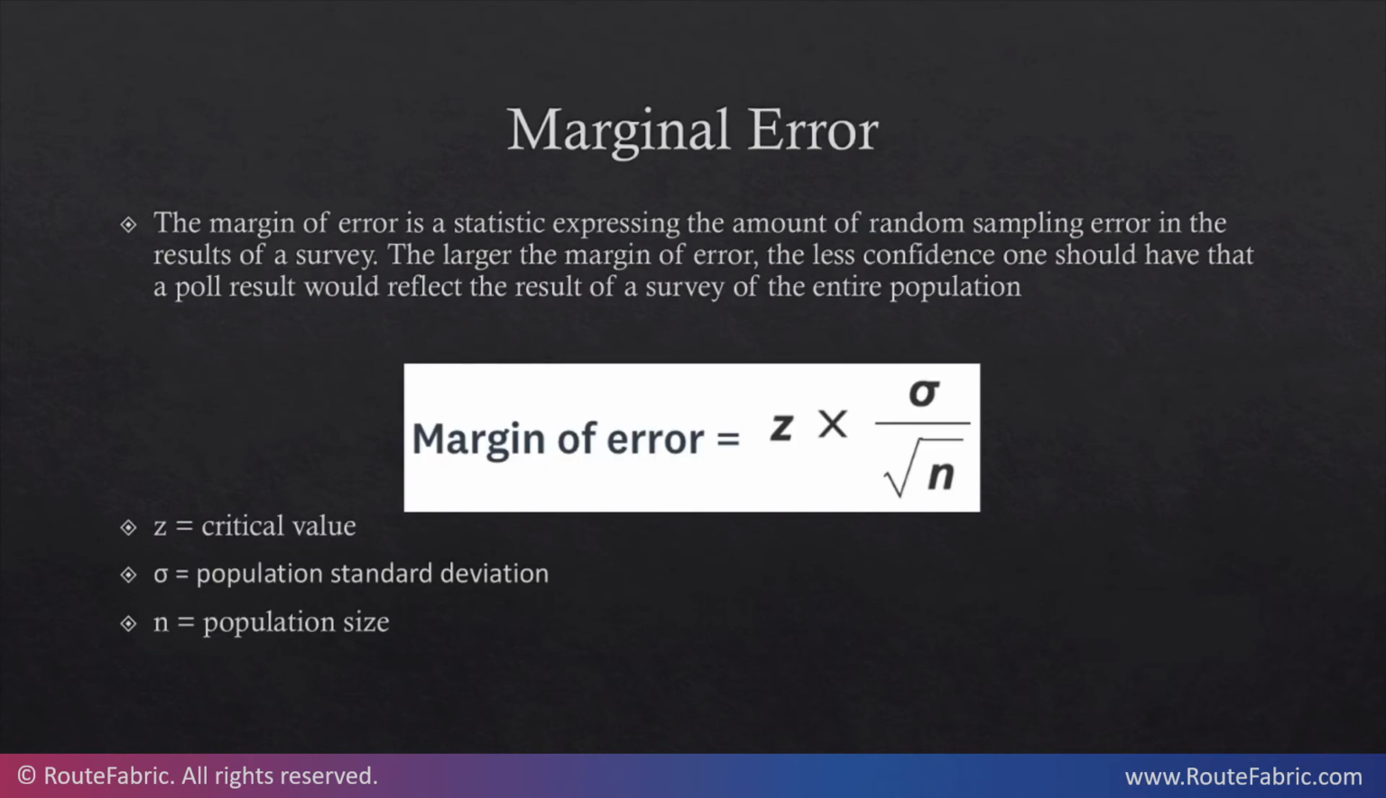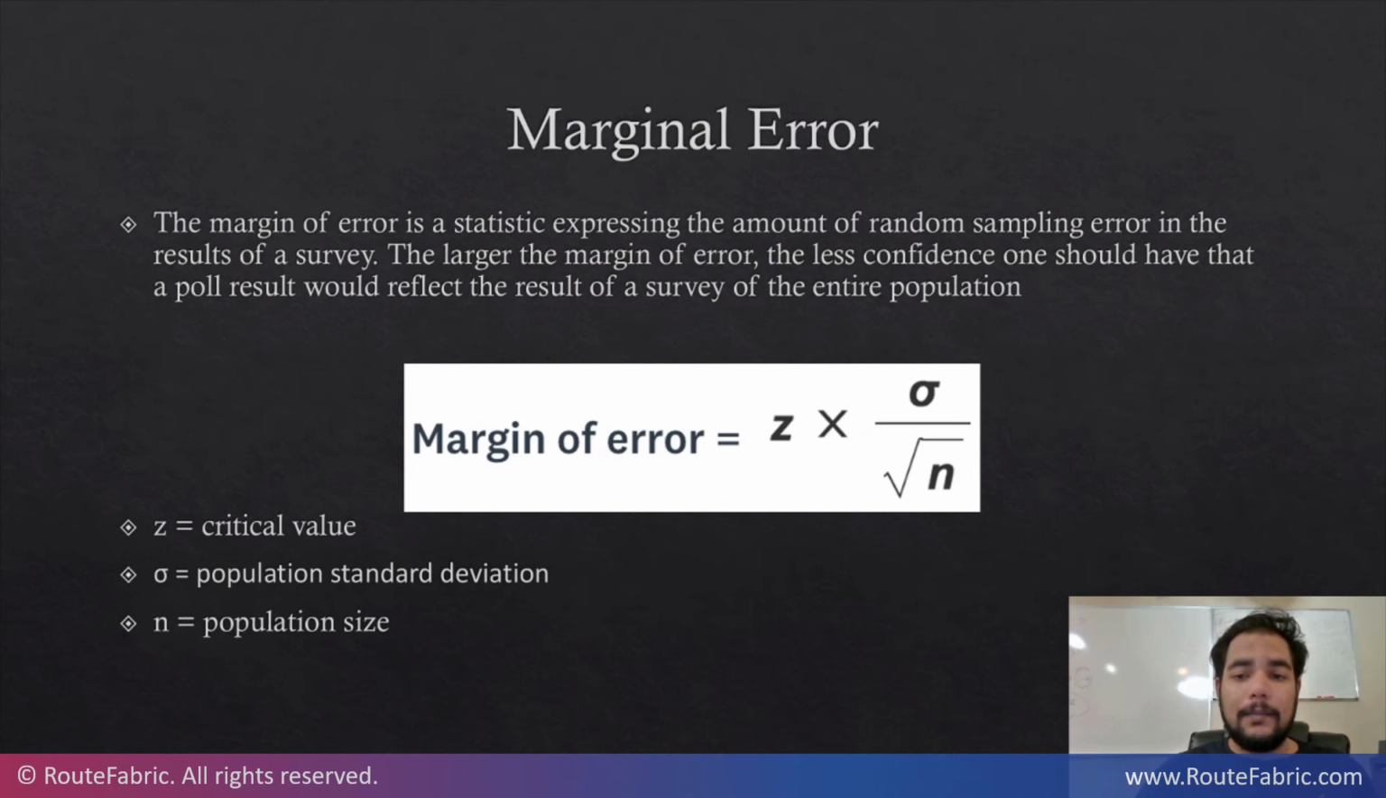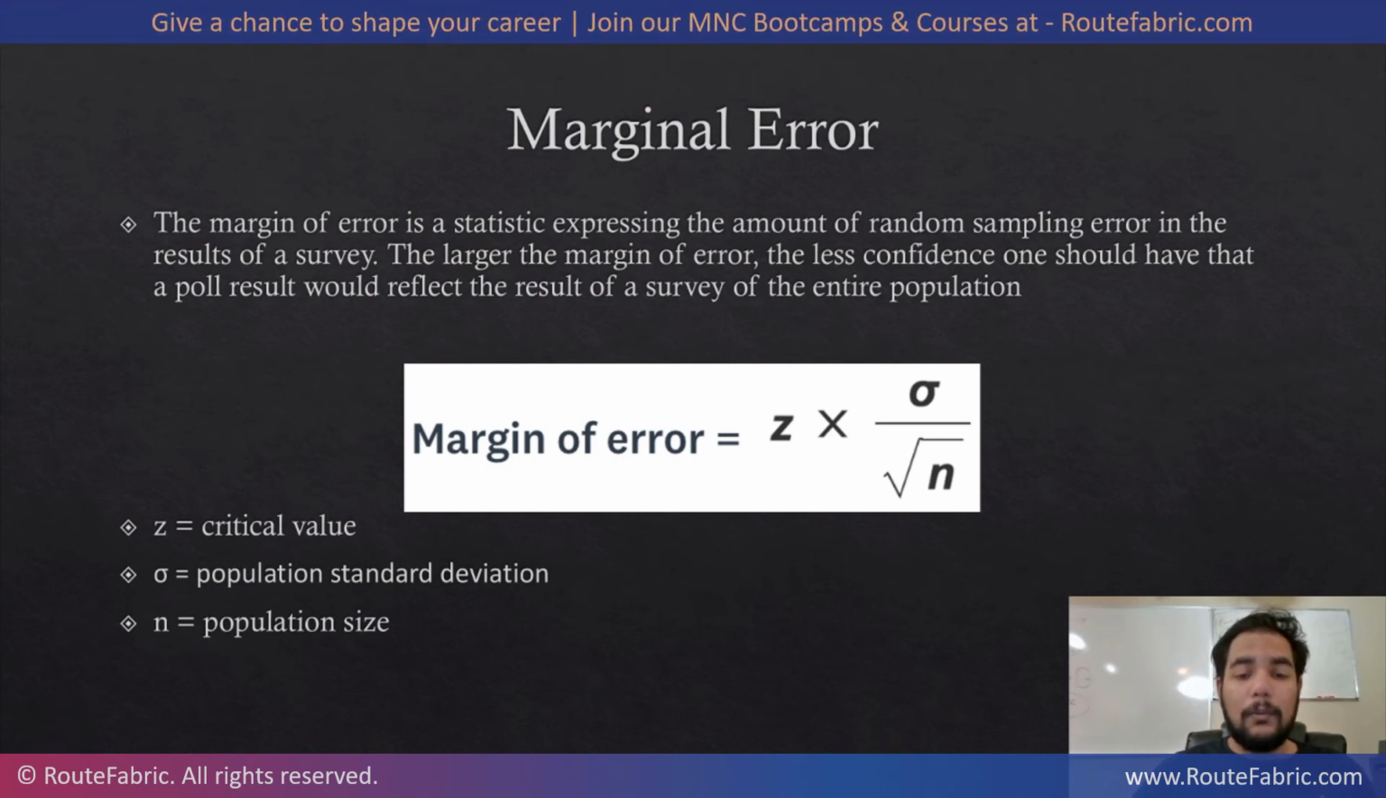The margin of error is a statistic expressing the amount of random sampling error in the result of a survey. The larger the margin of error, the less confidence one should have that a poll result would reflect the result of a survey of the entire population. So if the p-value was unable to reject the null hypothesis, the margin of error is the next go-to to see if your hypothesis is still standing strong. If you have a high margin of error, it is more than likely that the hypothesis is still wrong. The formula for margin of error is the critical value times the population standard deviation divided by the population size.